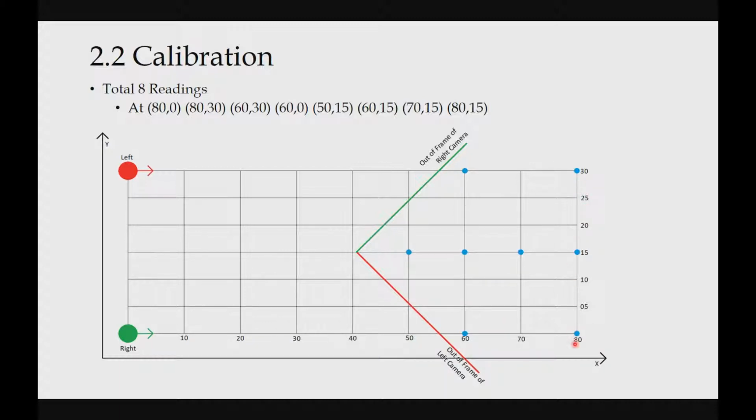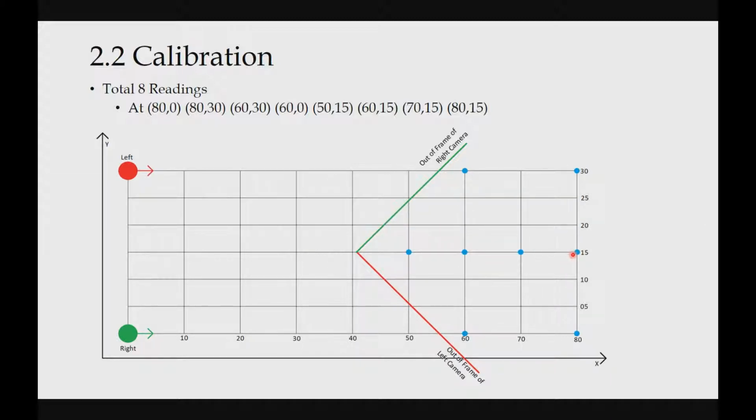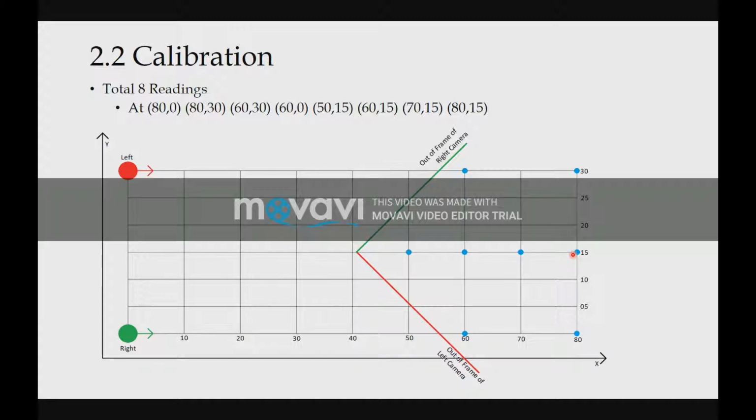The total distance between these 2 points is 30 cm. Same for the 60 cm line. The distance between 60,0 and 60,30 is 30 cm. Points 50,15, 60,15, 70,15 and 80,15 are center points of the 50 cm, 60 cm, 70 cm and 80 cm lines respectively.